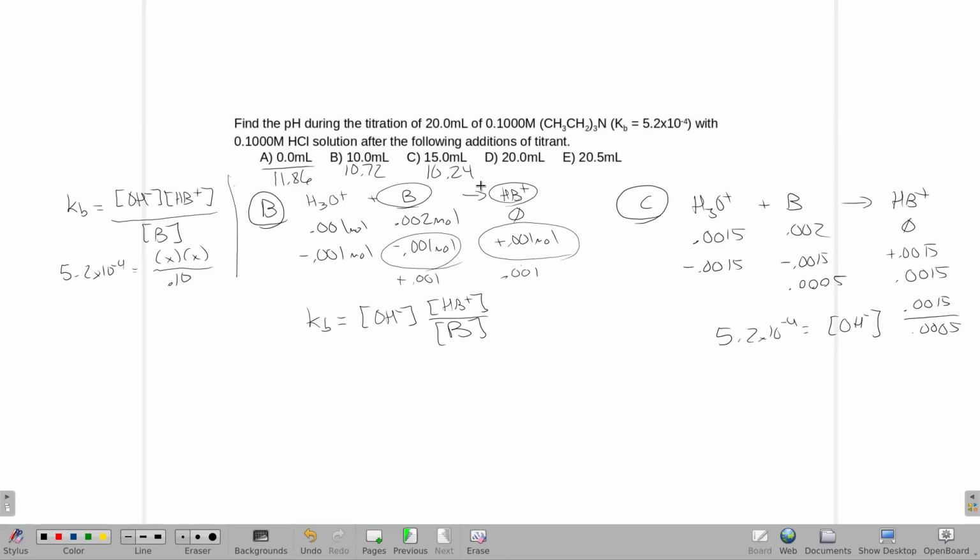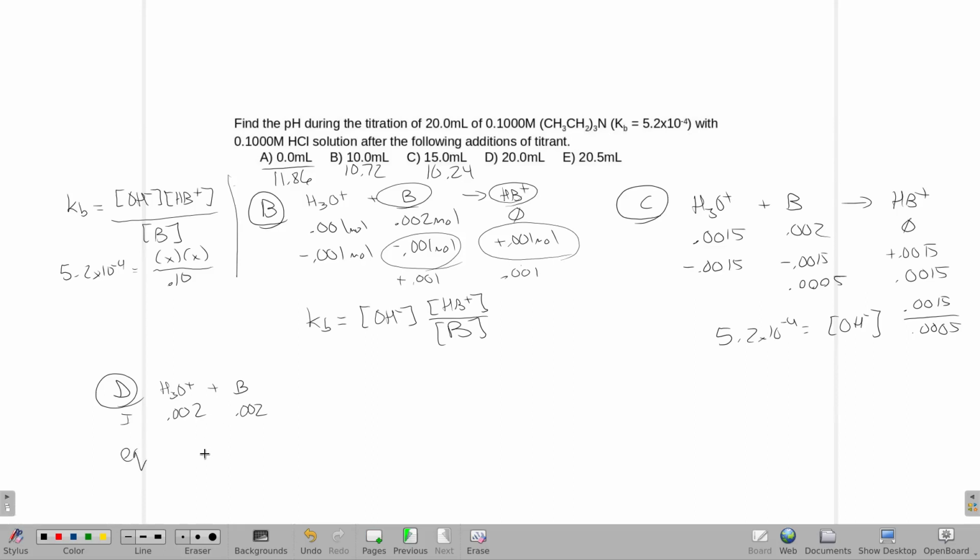Okay, I can look at the volume of the next one and I can see something interesting. Since it's 20, and these were both the same, D must be the equivalence point. And we can prove that by doing that exact same first step. So take the acid and the base, and initially we have 0.002 moles now, and this is also 0.002 moles. These both go to 0. Now, when they go to 0, you are at the equivalence point.